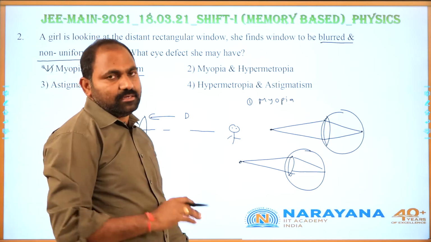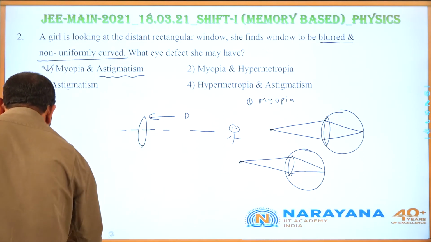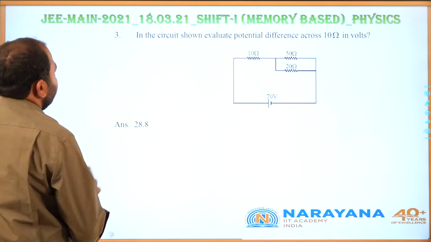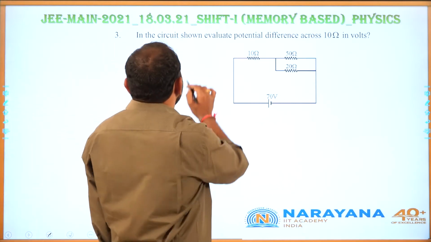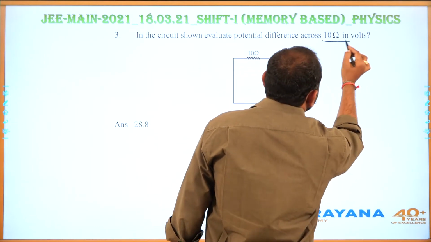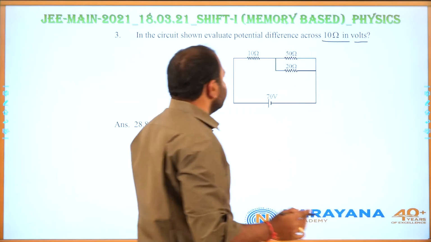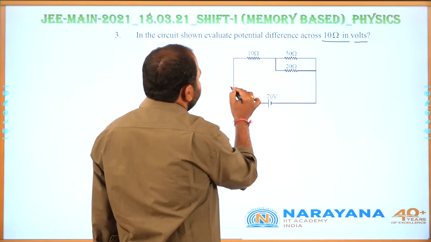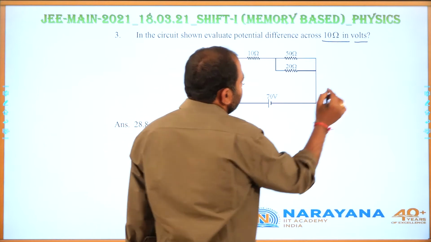Let us go to the third question. Here it is given a simple electric circuit. In the circuit shown, evaluate the potential difference across the 10 ohm resistor in volts. So this is a simple electric circuit given. First of all, let us try to find the current in the circuit.